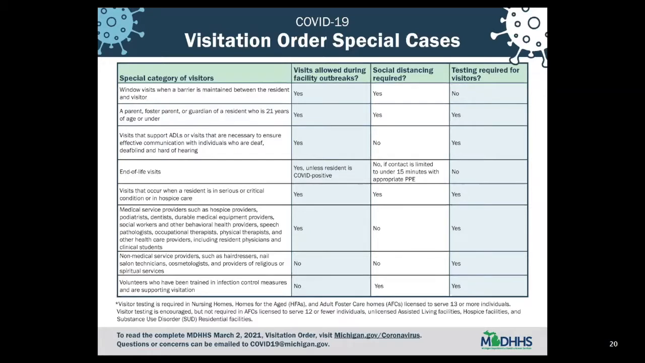Getting all the way down to the bottom there, we do have special categories for non-medical service providers, such as hairdressers, salon technicians, cosmetologists, and providers of other religious and spiritual services. Those individuals are not allowed during facility outbreaks. Testing is required for those individuals. And obviously for individuals who are providing those close-up contacts, social distancing won't be required while they're providing those services. So that is the big takeaway, with some helpful infographics to guide you through some circumstance-specific cases.